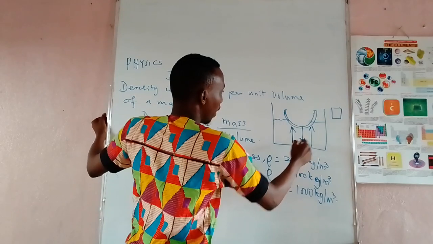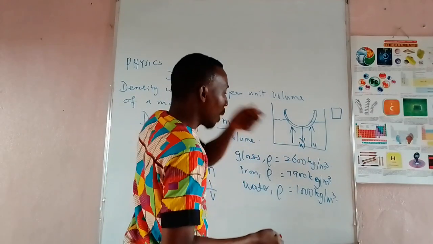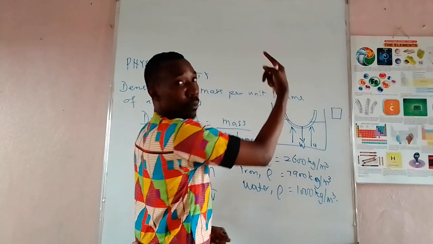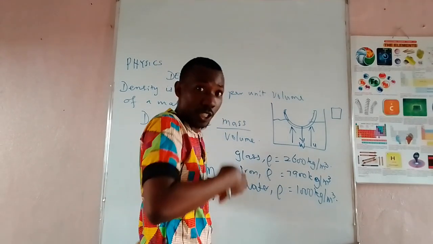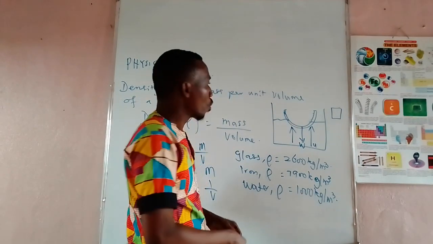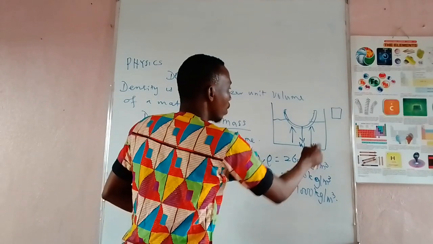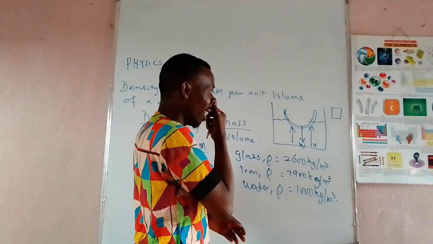The weight is W, and this one is Upthrust, U, pushes up. So it means that the force that is pushing it up is now equal to the force of the weight of the material. That is the force that is pushing it down. Do you understand?